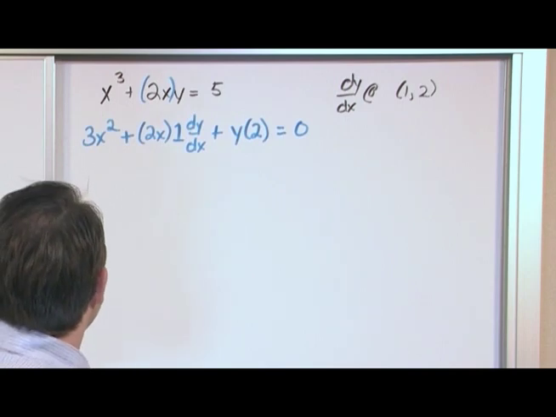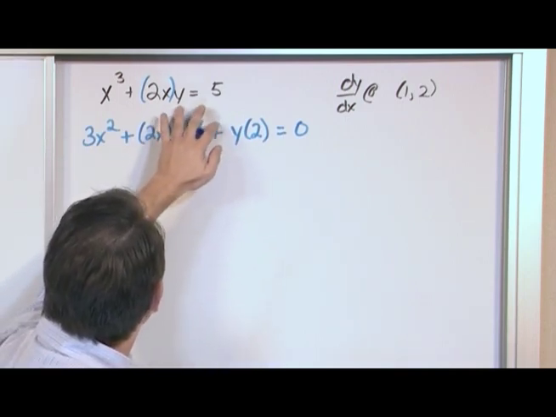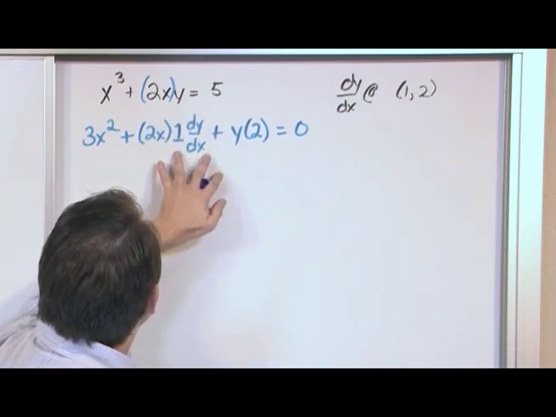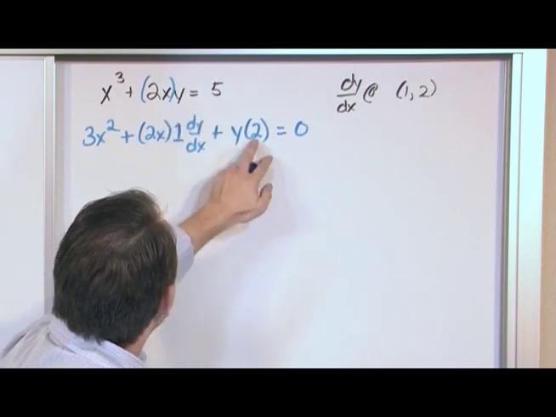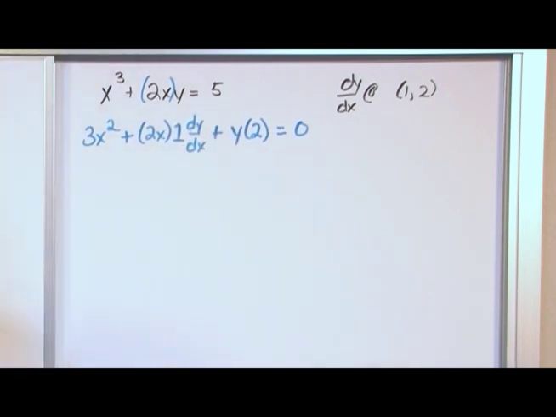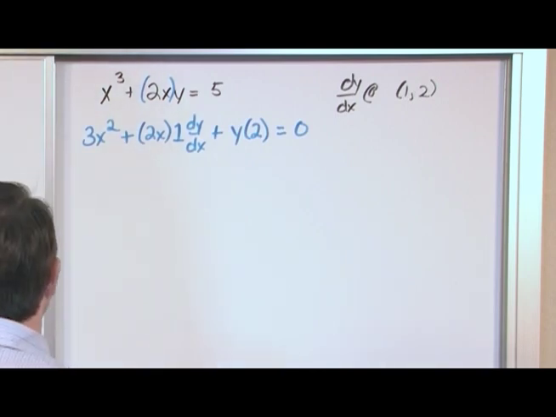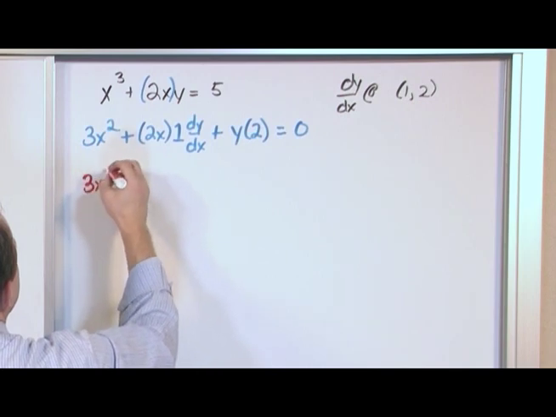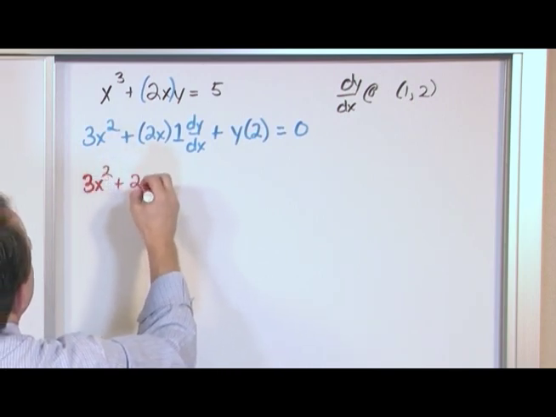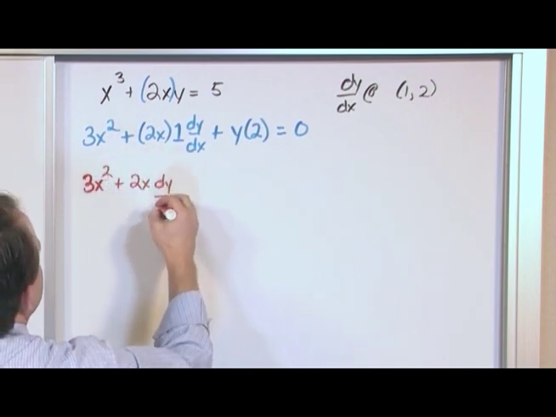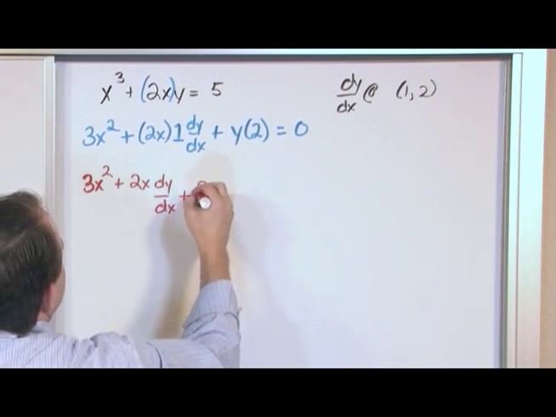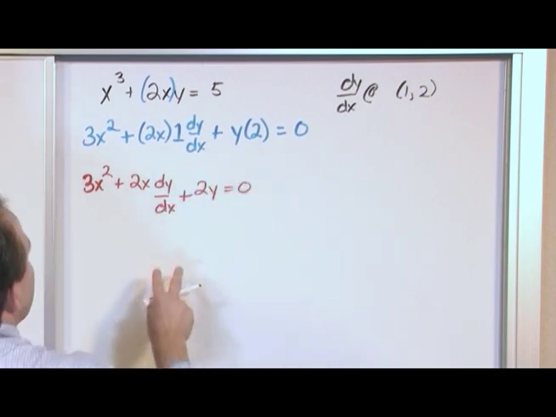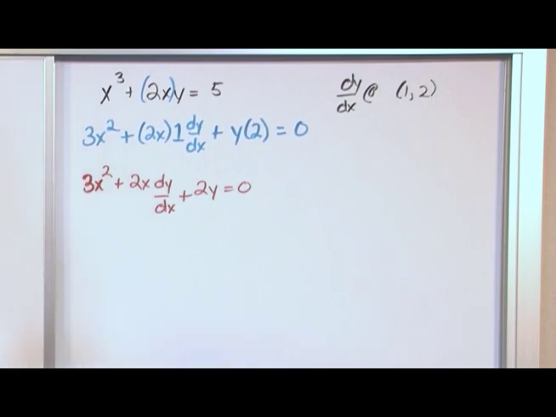Make sure you understand that. First times the derivative of the second term, that's what this is. Plus the second term times the derivative of the first term. So we're just using all of the rules that we have defined thus far. So what we're going to have, just to rewrite it, is 3x squared plus 2x dy/dx plus 2y is equal to 0. And we want to solve for dy/dx. That's what we want to do.